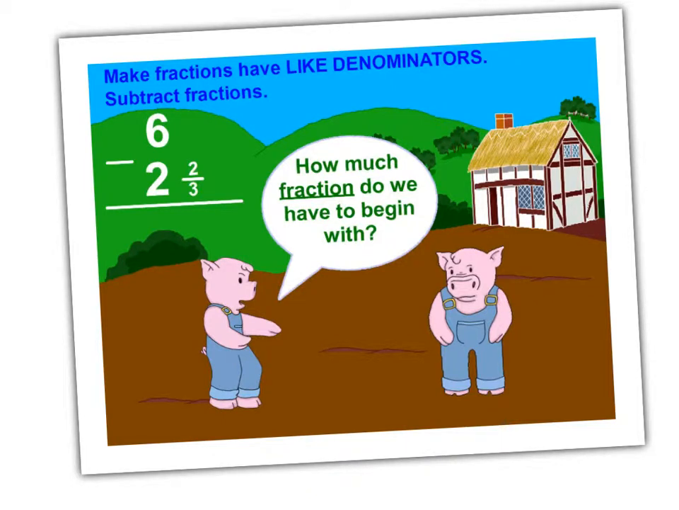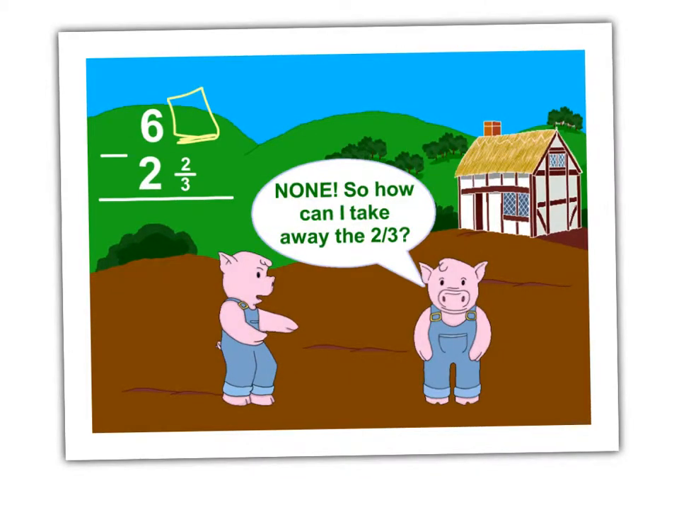Now let's get into subtracting. Make fractions have like denominators, subtract the fractions. First off though, how much fraction do we have to begin with? We have none. So how can I take away 2/3? How can I do 6 minus 2 and 2/3?